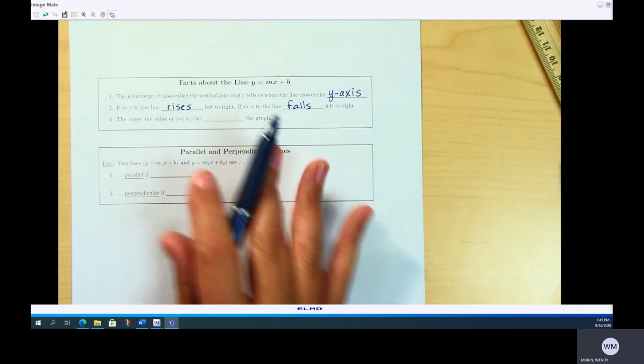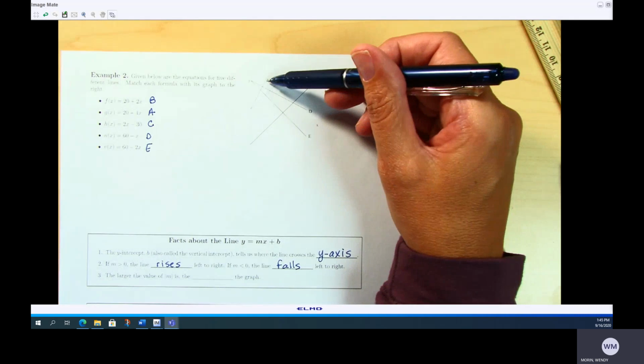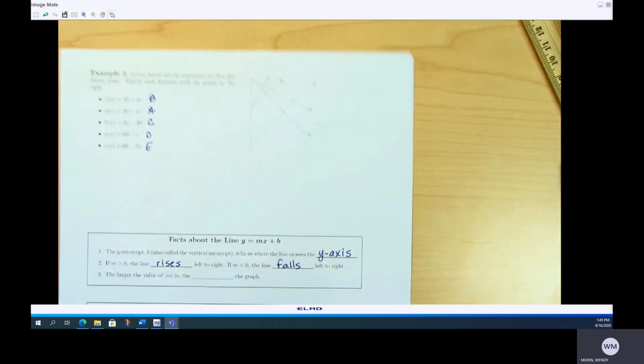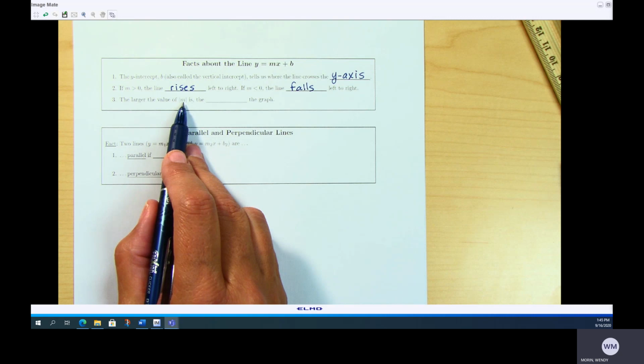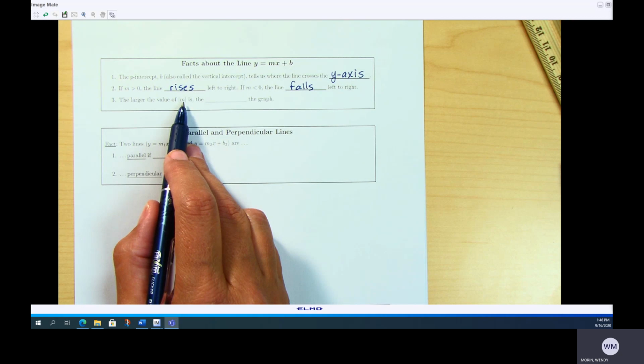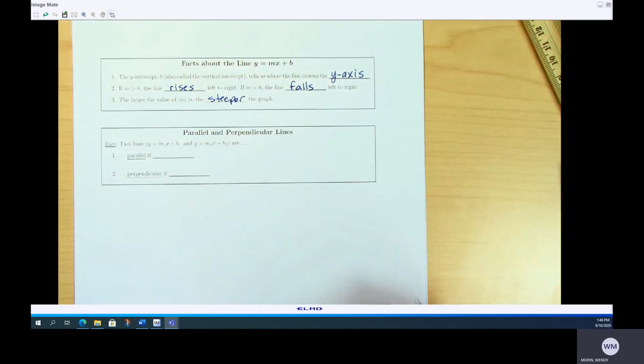Now, how do you know which one is steeper? How do you know if this is 2 or this is 4? Well, when you take the absolute value of the slope, the larger the absolute value, the steeper the graph. Okay.